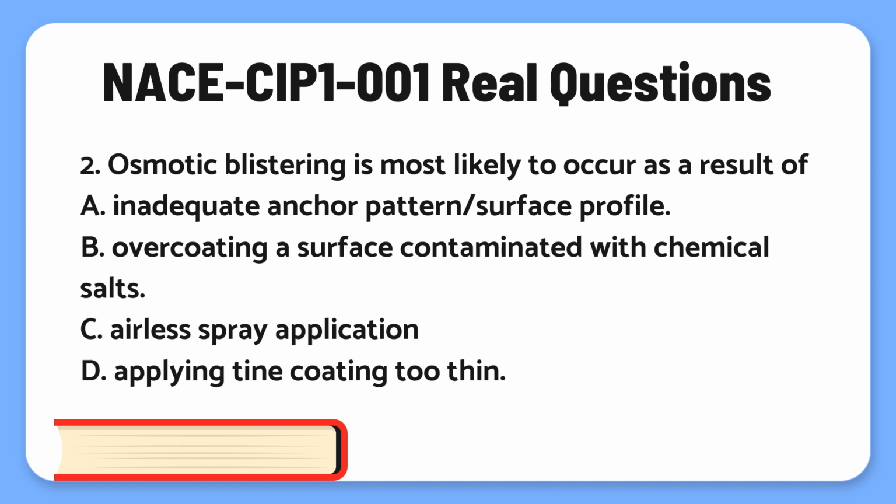2. Osmotic blistering is most likely to occur as a result of A. Inadequate anchor pattern, surface profile. B. Overcoating a surface contaminated with chemical salts. C. Airless spray application. D. Applying a coating too thin.